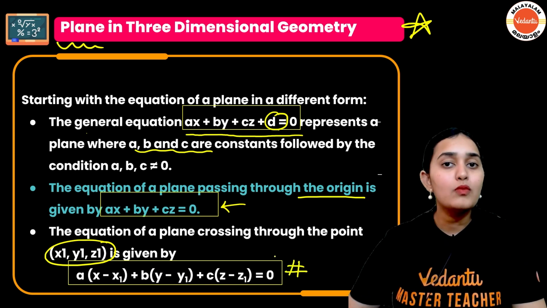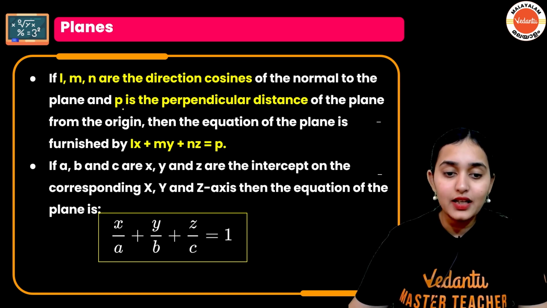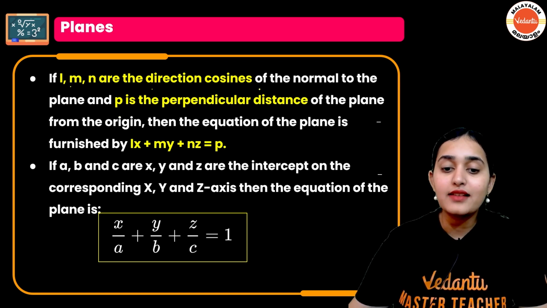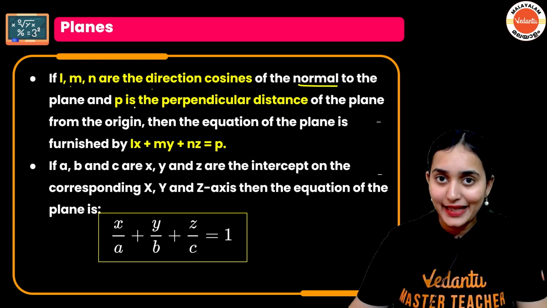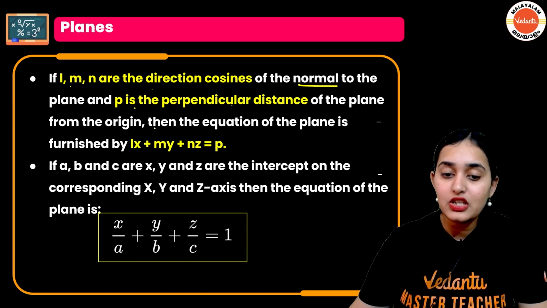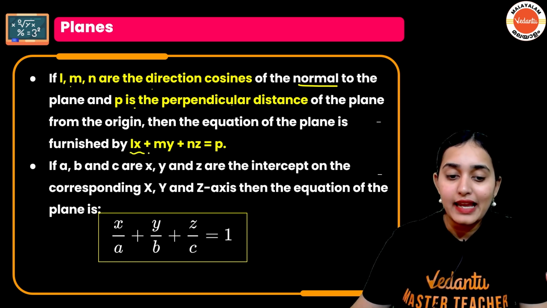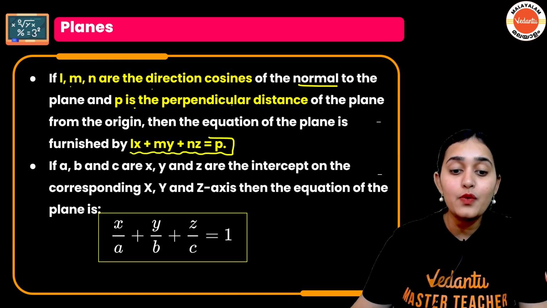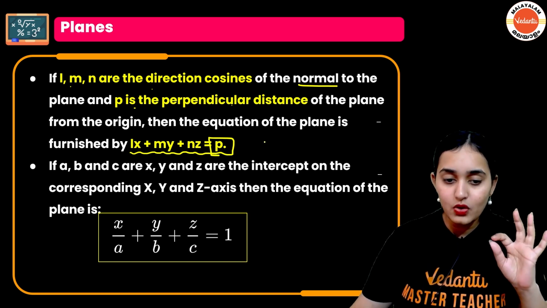This is most important. Next, what will happen if you have l, m, n as the direction cosines of a normal to the plane, and p is the perpendicular distance of the plane from the origin? Then the equation of the plane will be lx + my + nz = p. What is p? p is the distance from the origin.